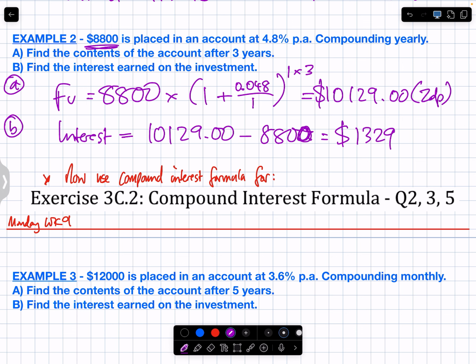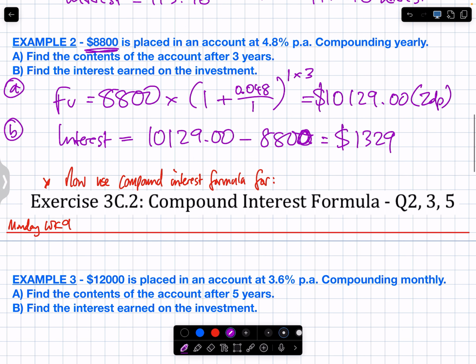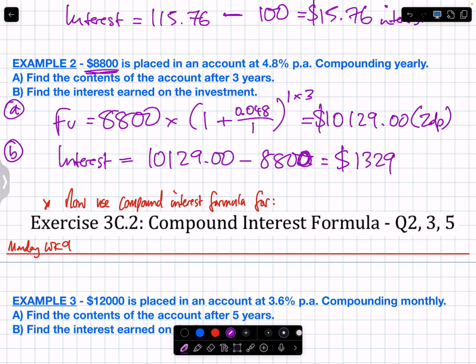So please, what you're doing right now, ignore this example 3 because we're going to do that on Monday. You're working on 3C1 and 3C2, using the compound interest formula is the second.